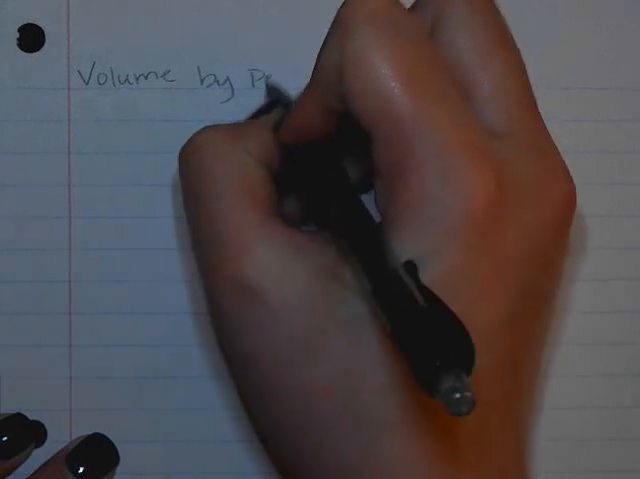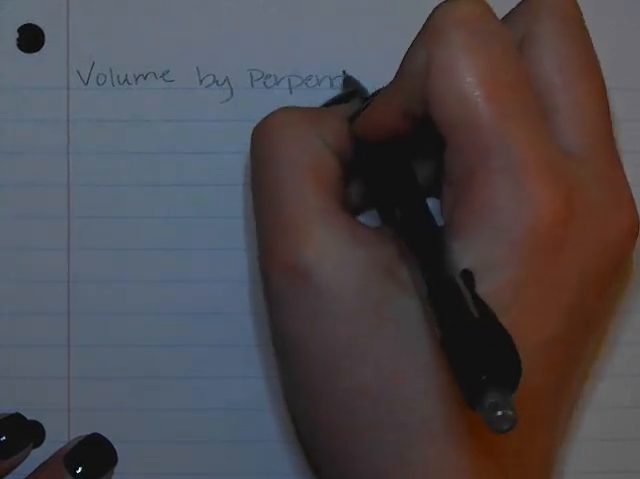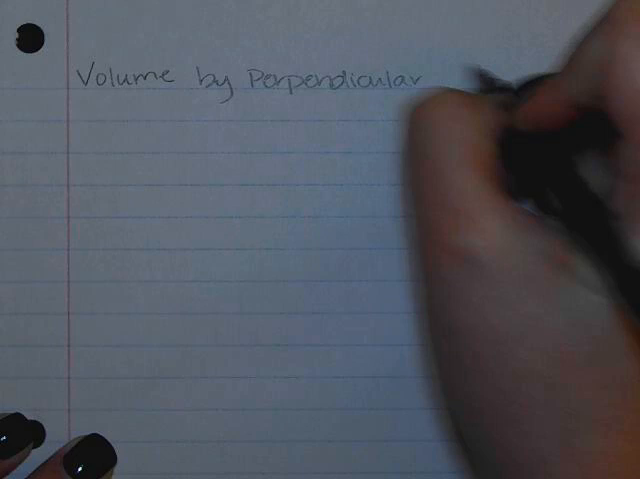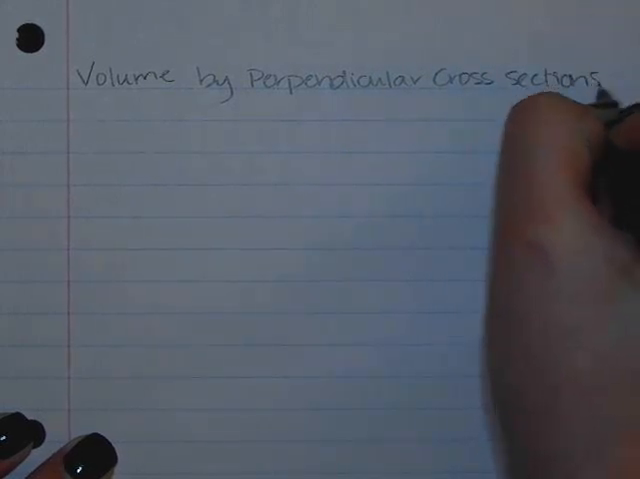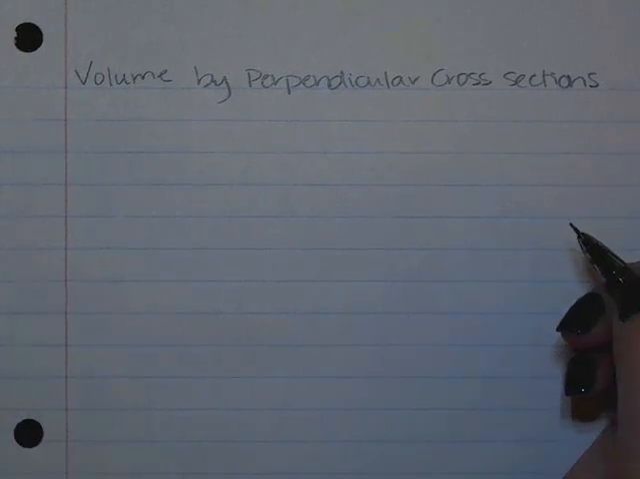So this is volumes by perpendicular, and instead of calling them slices, we'll call them cross sections. Volumes by perpendicular cross sections.